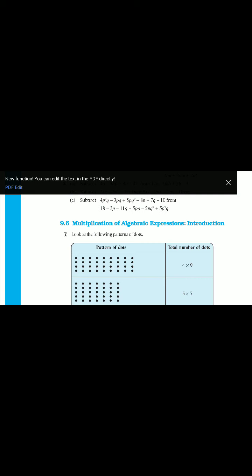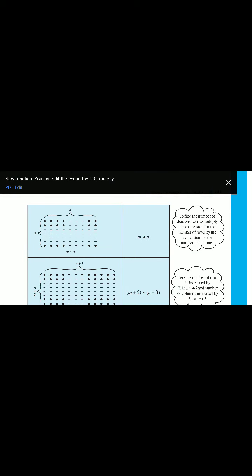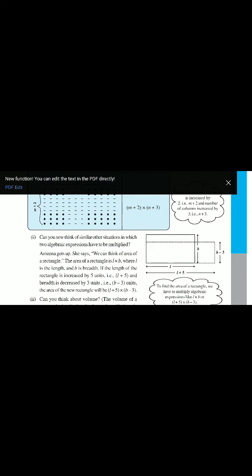Suppose we have such a pattern. 4 items are in 9 rows, so the total number of items will be 4 into 9. If 5 items are in 7 rows, then the total items will be 5 into 7. If m items are in n rows, then the total items will be m into n. It is symbolically.